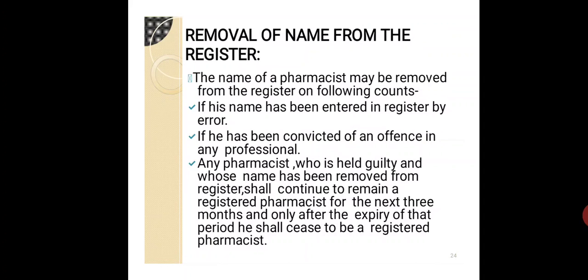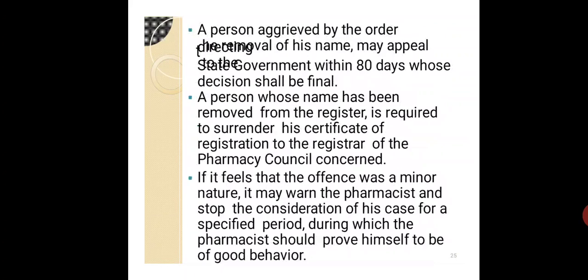After that, a person aggrieved by the order of removal of his name may appeal to the state government within 18 days, whose decision shall be final. After that, a person whose name has been removed from the register is required to surrender his certificate of registration to the registrar of the pharmacy council concerned.